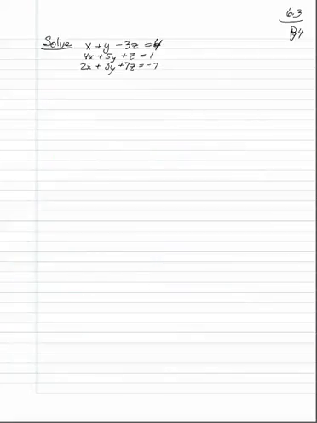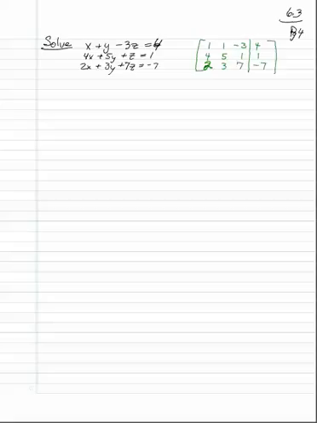Let's try another one. Row 1 is 1, 1, negative 3, 4. Row 2 is 4, 5, 1, 1. Row 3 is 2, 2, 3, 7, negative 7. Okay, so we want the 1 in the first spot. That's done. Now we want zeros everywhere else. So we're going to leave row 1 alone.